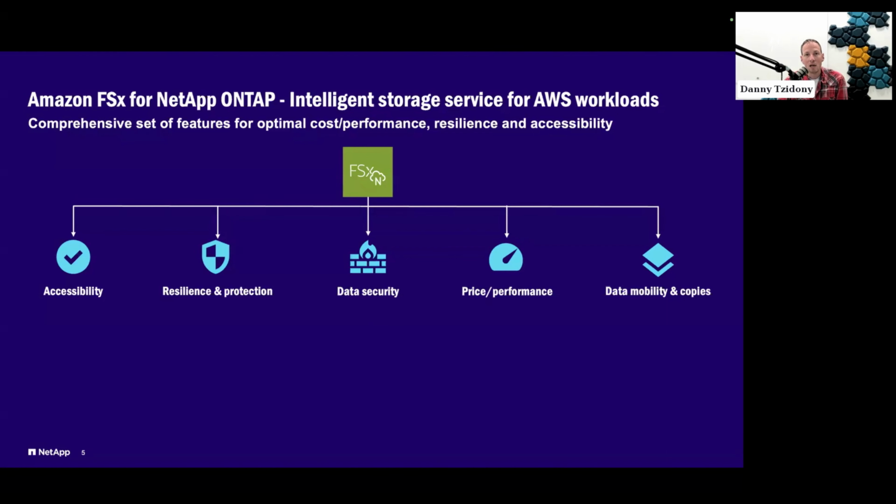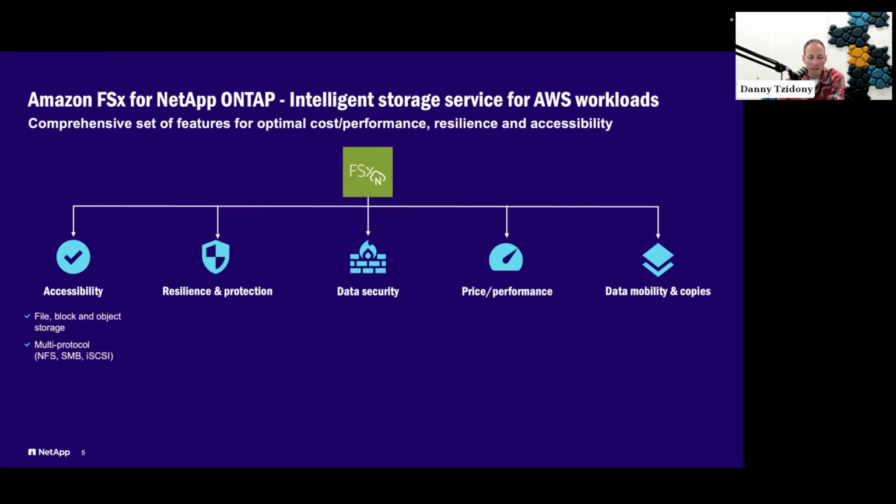What does that mean? If you are familiar with NetApp ONTAP, essentially you get a managed version of ONTAP in the cloud. That means that all the heavy lifting of managing an ONTAP system is shifted to AWS. They're the ones who are managing it, like every other managed service. What do you get as the customer? You get the comprehensive set of features that comes with ONTAP.